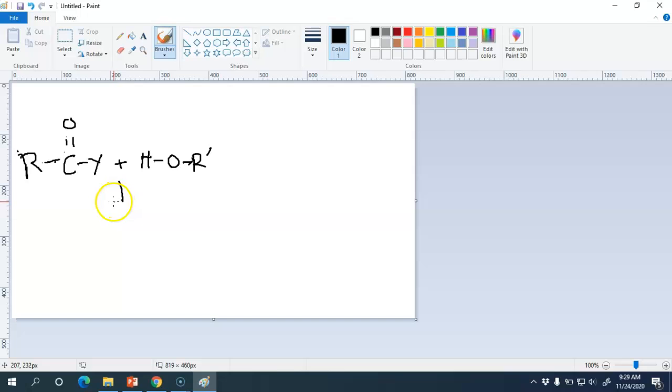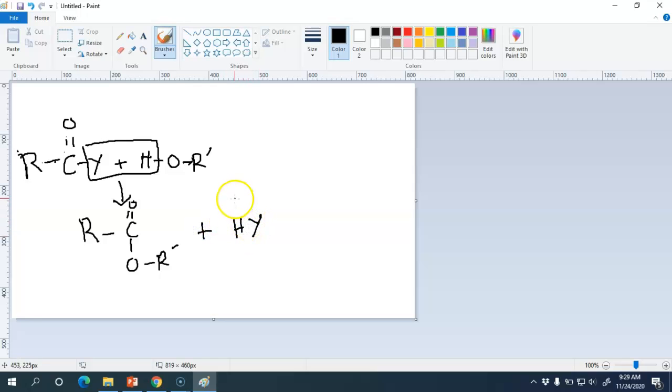So, in production of polyester, this one will be formed as a byproduct. So the result or the polyester will be RCO here and OR, plus the HY. This is the basic polyester structure.